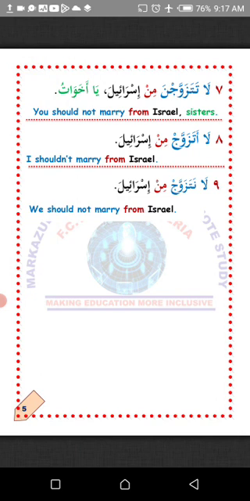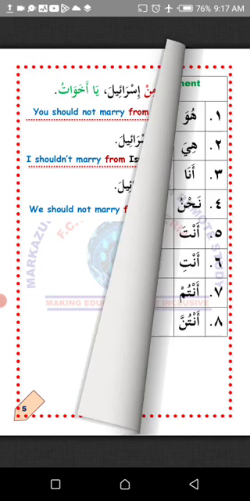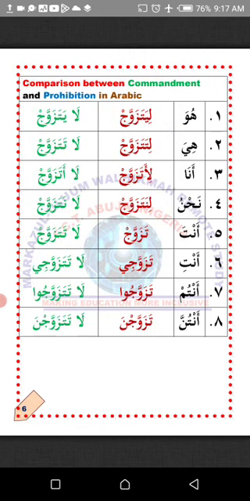لا نتزوج من إسرائيل. لا نتزوج, we should not marry. من إسرائيل, from Israel. لعلك فهمت? I hope you understand. ما شاء الله. Now we talk about the comparison between amr, commandment, and nahy, prohibition.